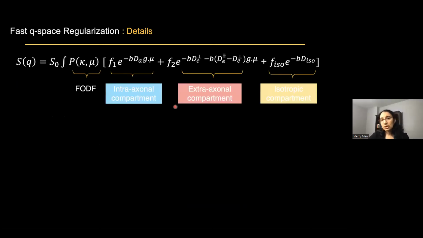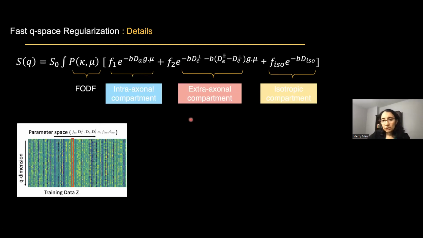So let's say we start with this model. To generate the training data, we discretize the parameters of this model, and each combination of these model parameters forms one set of training data. The Q-space is fixed; we predefined it. So each set of the discretized parameters forms a training data.